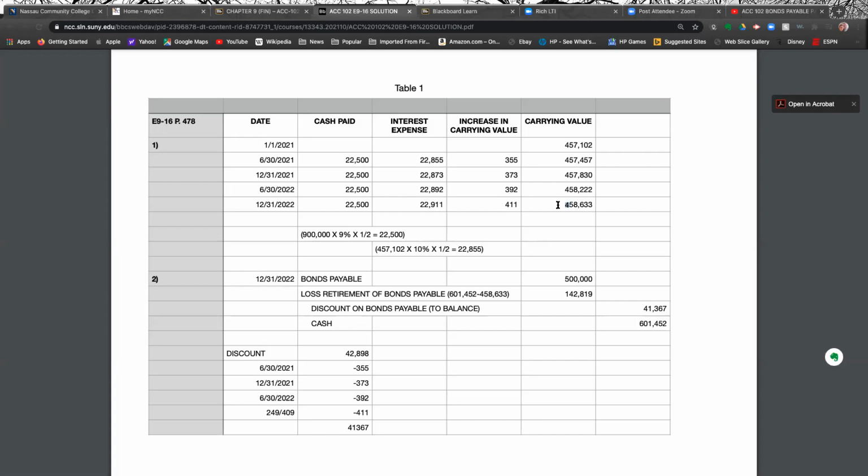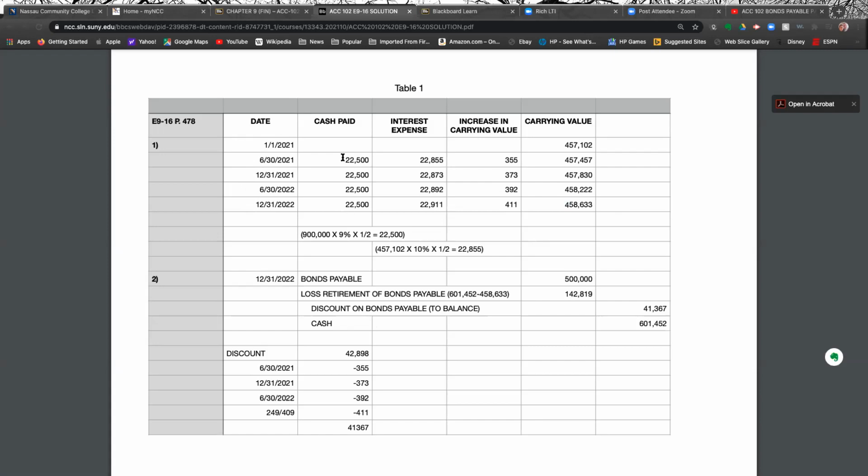So you see what I did? I did the table up to December 31st, 2022. All right, so if we go back to the table again, what do the columns represent? The date represents the date the bonds were issued, which was January 1st, 2021, and then each interest payment date up to December 31st, 2022, right? So that's 1, 2, 3, 4 payments.